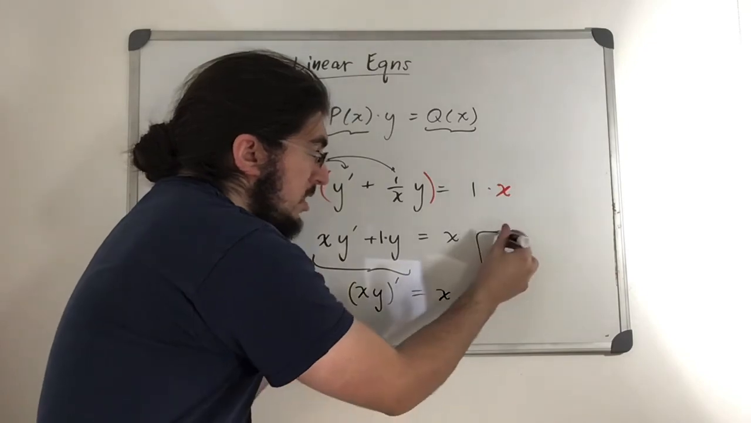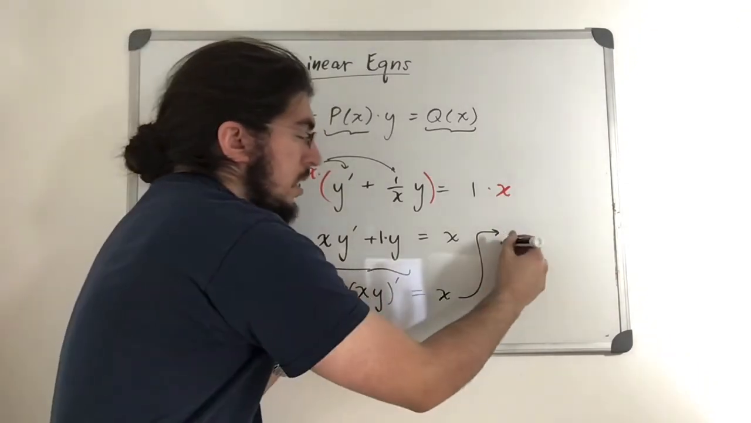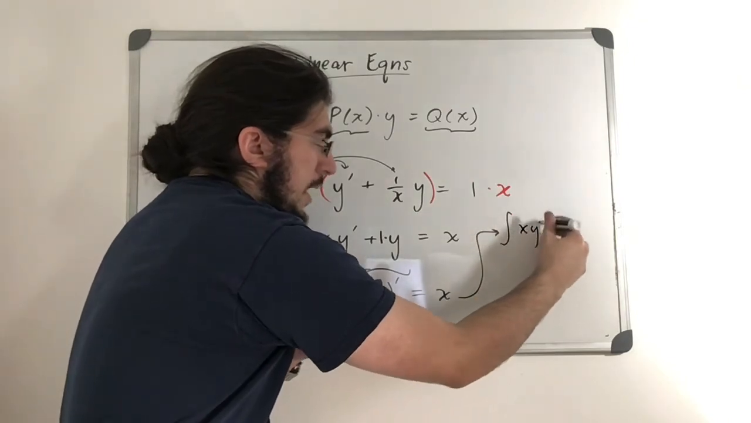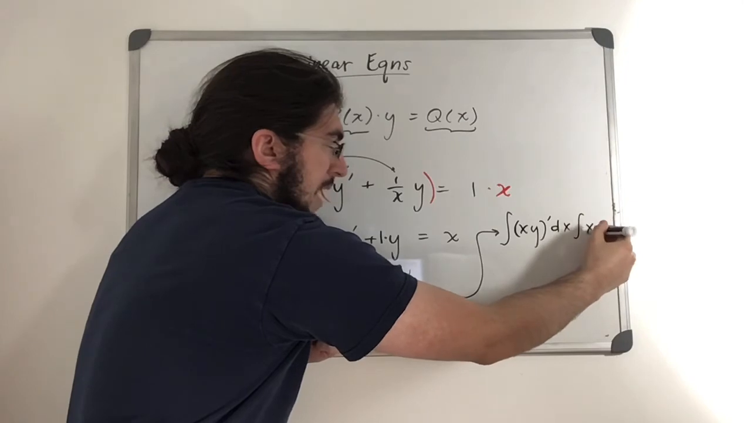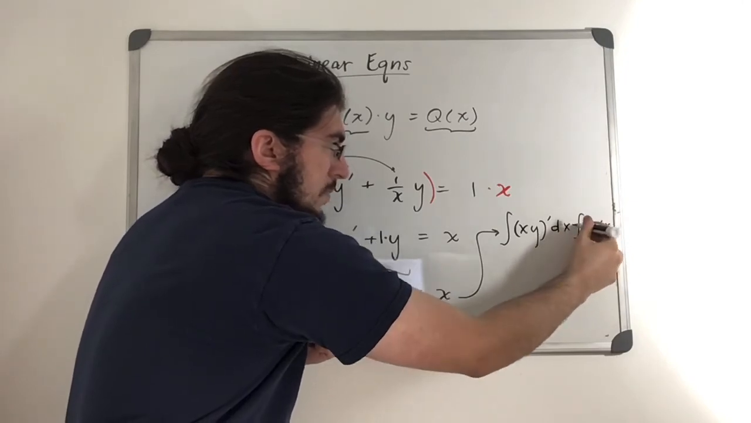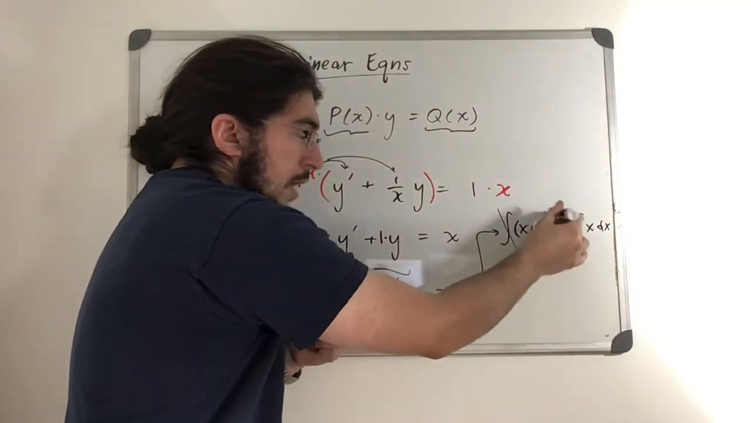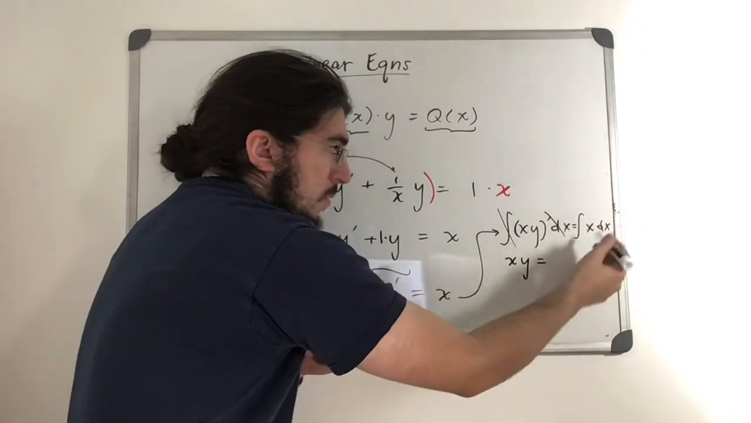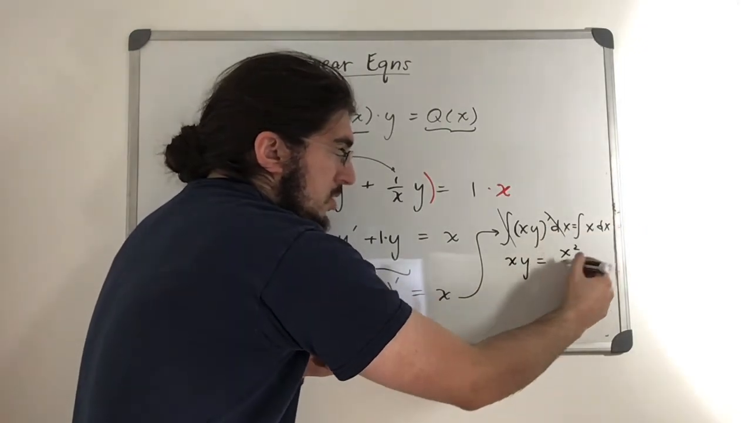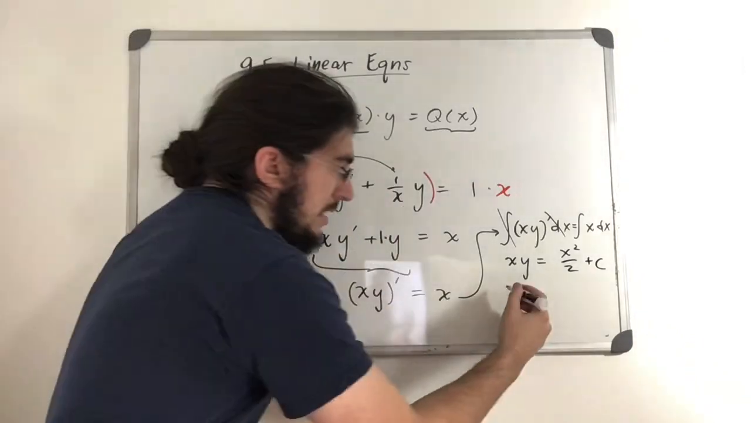So now all we need to do is undo the prime by anti-deriving with respect to x. So the integral of (xy)' dx is equal to the integral of x dx. I forgot the equality symbol. There we go. Here the integral and the prime dx cancel out and you just get xy. Here we get the antiderivative of x, which is x squared over 2, plus c. And then finally we can divide both sides by x to get y by itself.